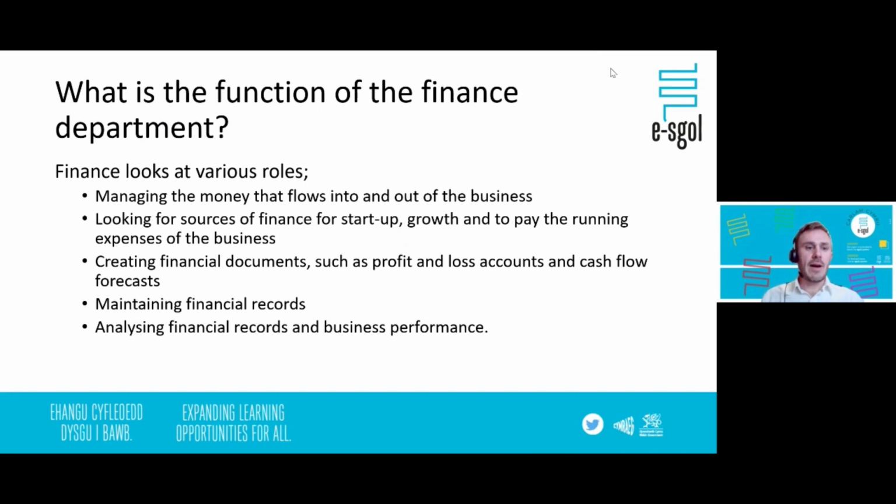So what is the function of the finance department? First of all, we're managing the money that flows in and out of the business. That's primarily what the finance department is doing. And it's a very important role within the business to make sure that the finances are kept up to date and you're not going over budget, you're not overspending.